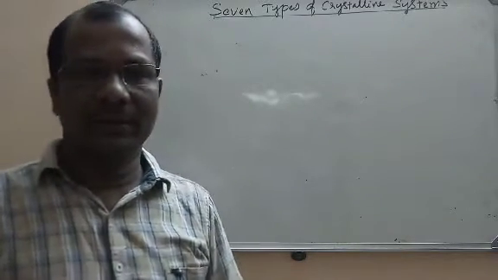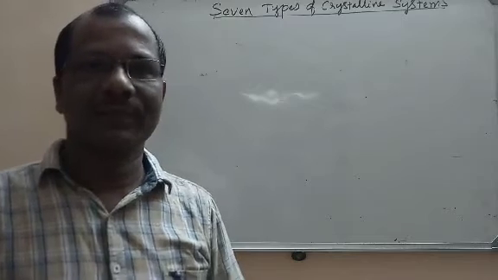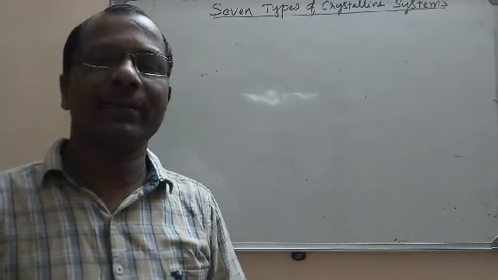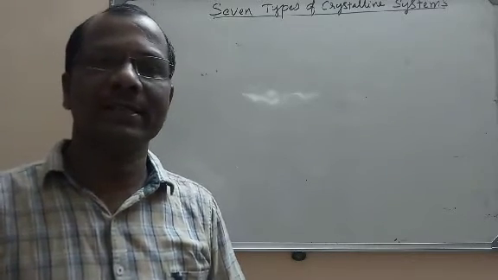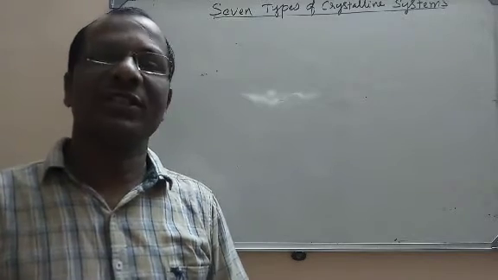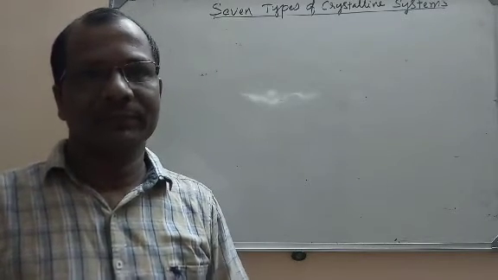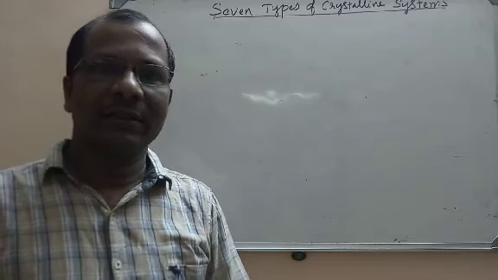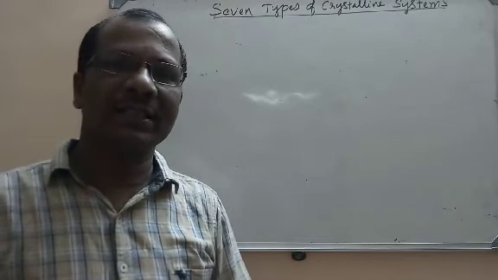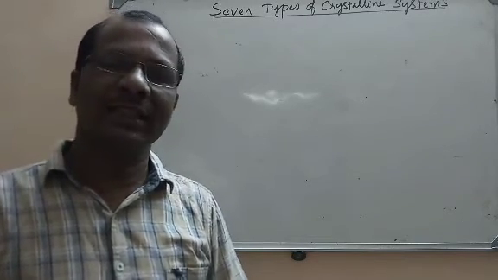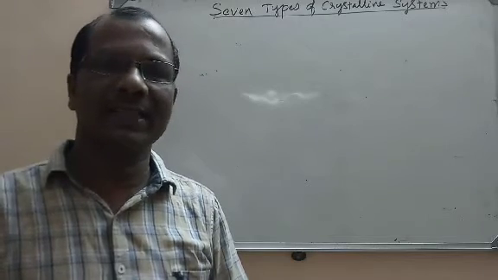My dear students, welcome to my next class on solid state. In the last class, I had explained to you the types of unit cells based on the position of the points. I told you that if the points are present at the eight corners of the unit cell, then it is called a primitive unit cell or a simple unit cell.